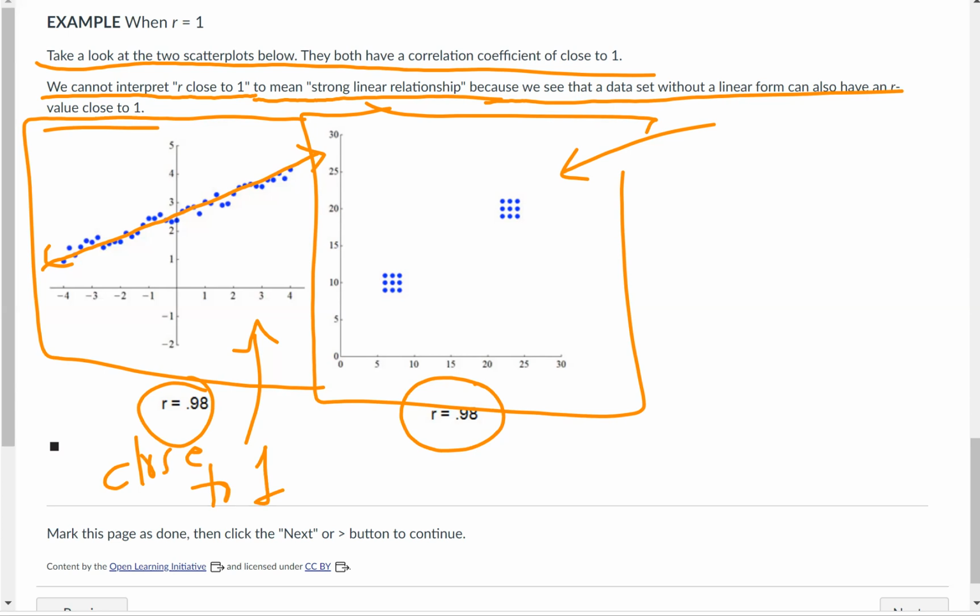I saw that it looked like a line. I calculated R. It is close to 1, so that's a good line. But the other one, even though R is close to 1, it doesn't look linear at all, so that doesn't tell me anything. It has to look linear, first of all, but also it has to have an R value close to 1 or -1 to be a good fit for a linear equation modeling the data.